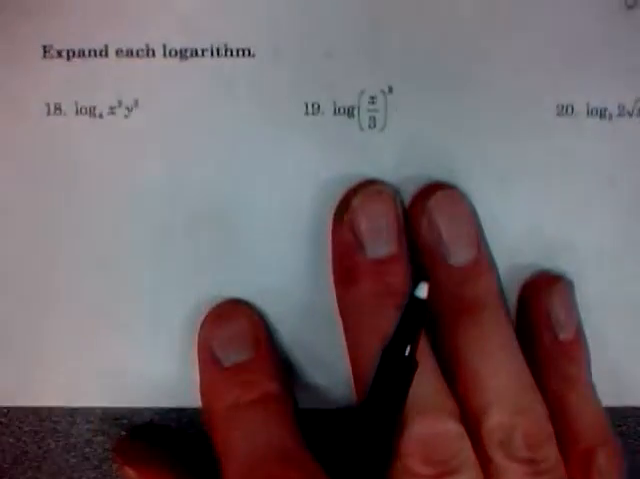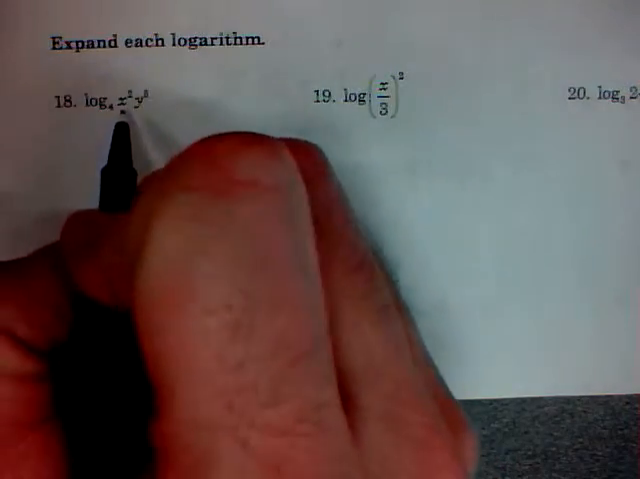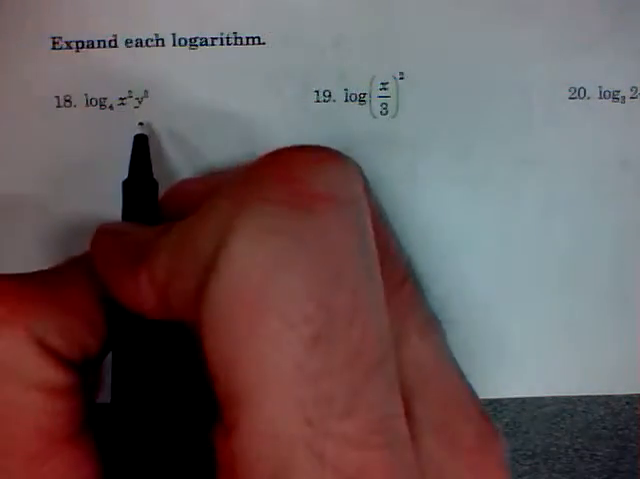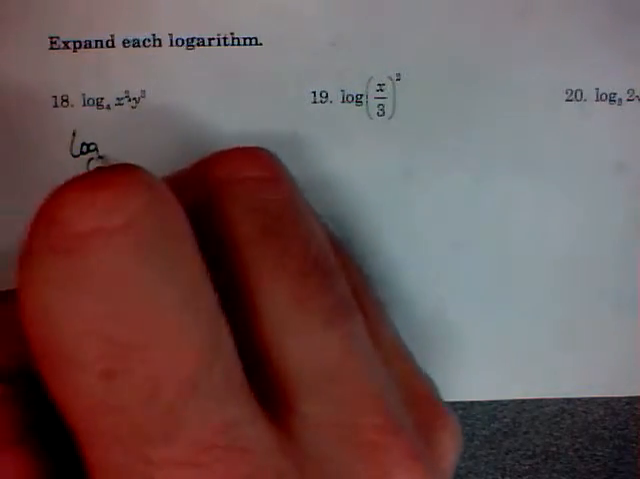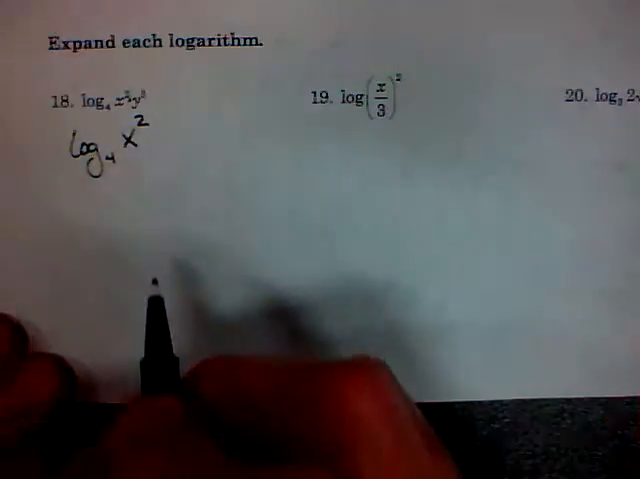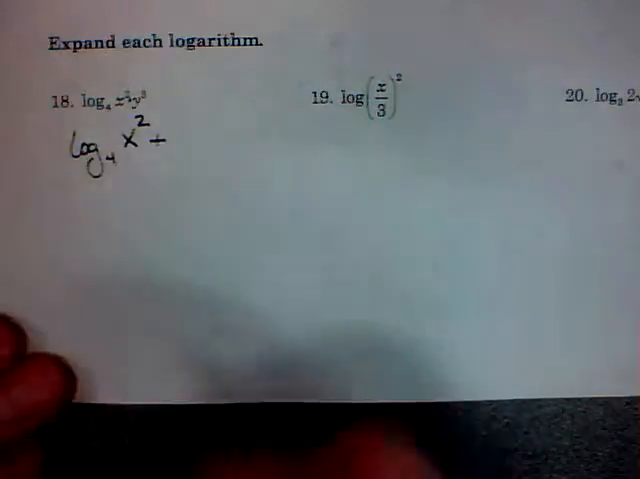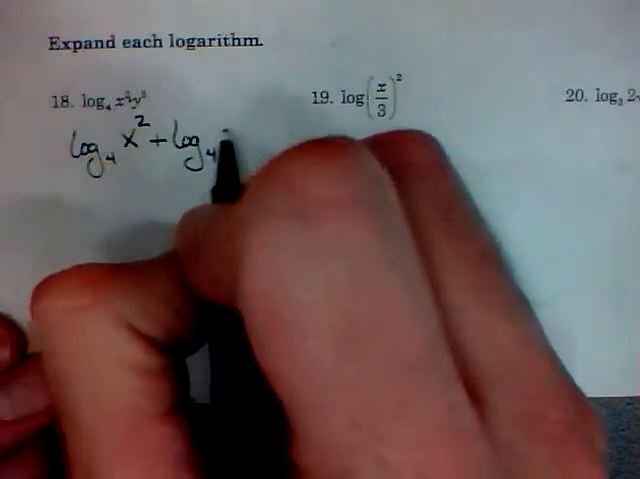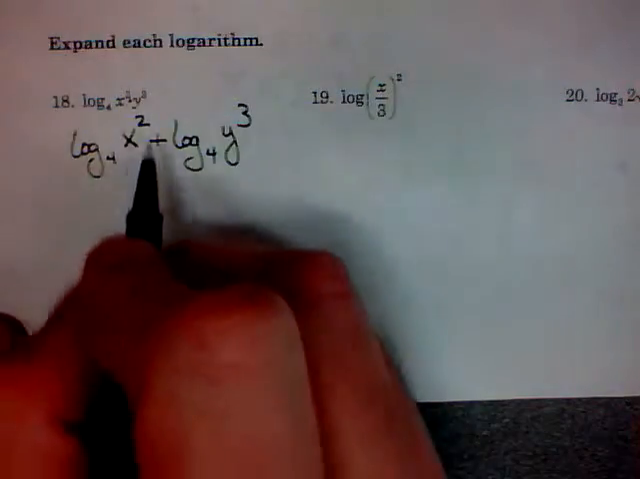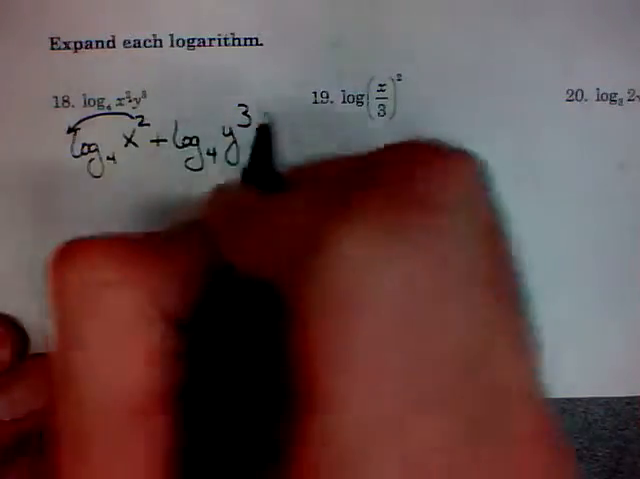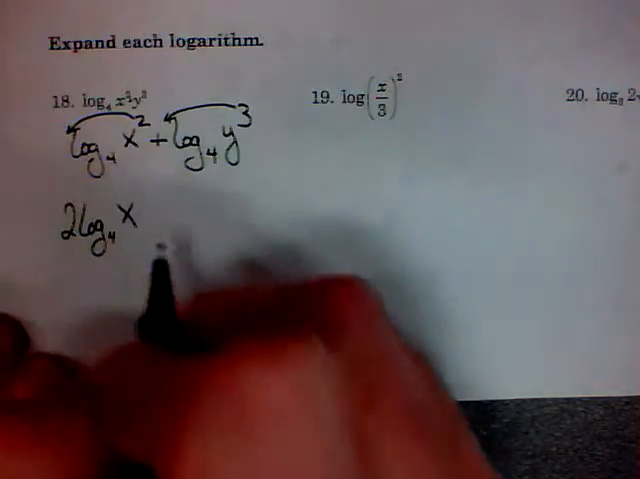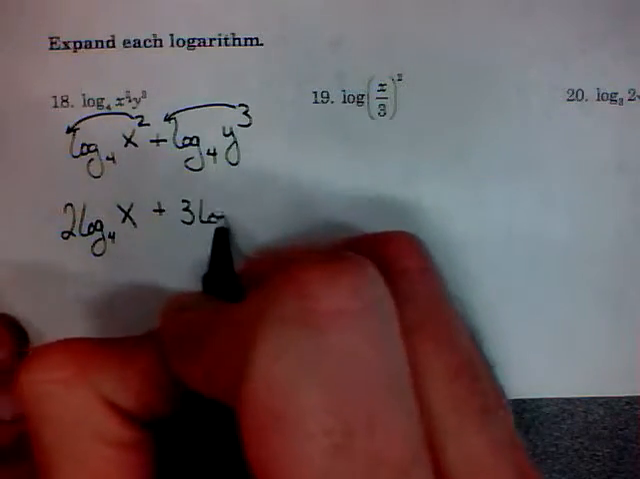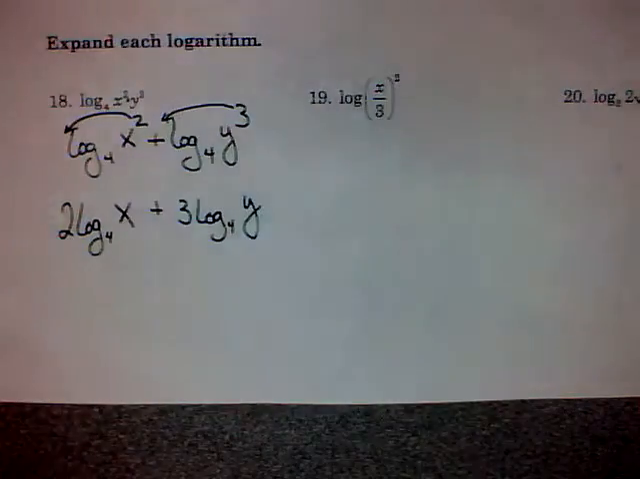Then, in the last section, we are expanding. We're doing the reverse of what we just did. So we look here to look for factors. So we've got an x squared times a y cubed. So this is log base 4 of x squared. And since it's multiplication, you add. So then this is log base 4 of y cubed. But then you don't leave the powers up there. The powers are going to come out in front. So this gets you 2 log base 4 of x plus 3 log base 4 of y.